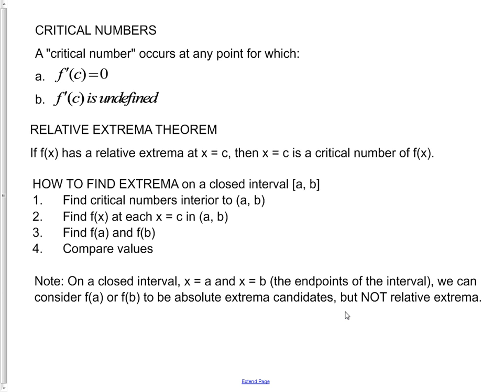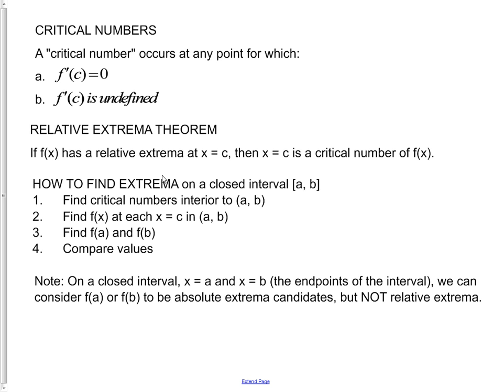So the relative extrema theorem tells us that if we have an internal point, x equals c, and f of x has a relative extrema at x equals c, then x equals c is a critical number. What this says is that any place where we have a maximum or minimum occurring, we can be sure that it's one of these two conditions. It's either the derivative is equal to zero at that point, or the function is undefined.